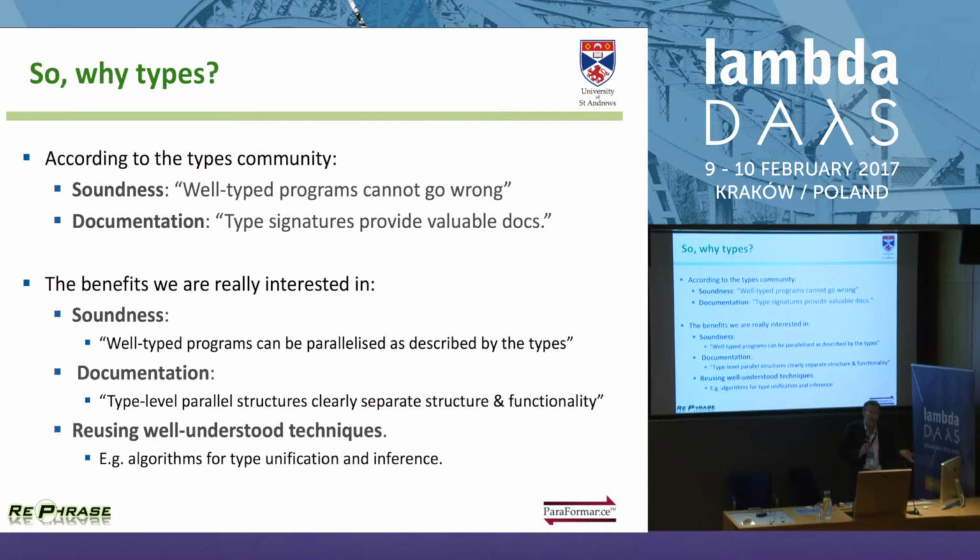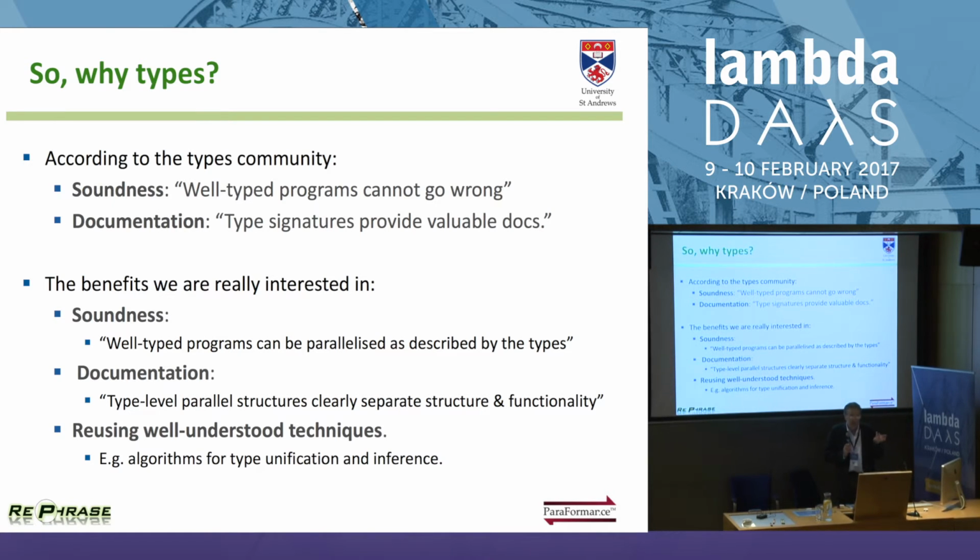But what we really care about, from my perspective, is that well-typed programs can be parallelized as described by the types. There's an operational interpretation of the types that tells us about the execution of the program. And moreover, the type-level parallel structures clearly separate out what's happening in the parallelism from what's happening in the functionality. Thing John was saying earlier, separate two things. Specialism, the types tell us about the structure of the parallel program, and the code tells us what the program is doing. Simples, isn't it? So why has nobody done it before?